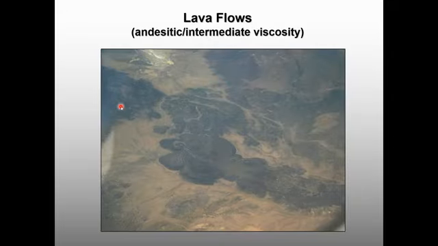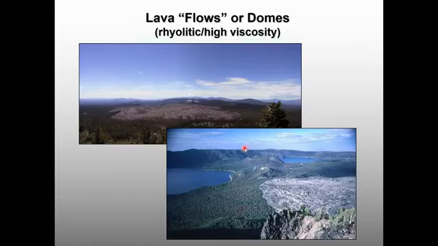Intermediate compositions of lava are stickier. They form areas like this andesitic flow coming out from a volcano called SP in northern Arizona. This is a big, sticky andesitic flow moving out with very, very high sides. And then even stickier, we find rhyolite lavas. That's the extrusive, the volcanic equivalent of granite.